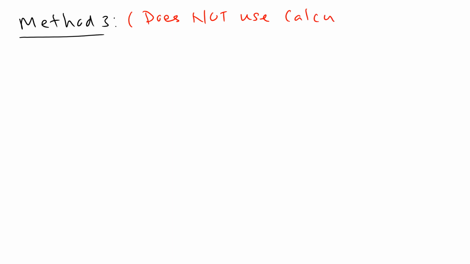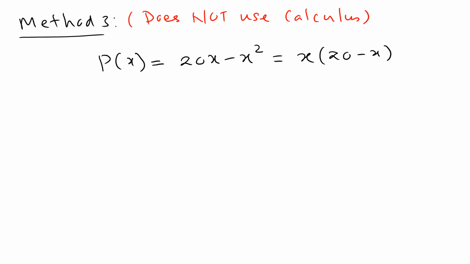Method 3. This method actually does not use calculus. This is a very interesting argument. So let's look at the graph of the function. You can see our product formula became 20x minus x squared. If you look at the factors, it is x and 20 minus x, and this is also a parabola. It's an upside down parabola.